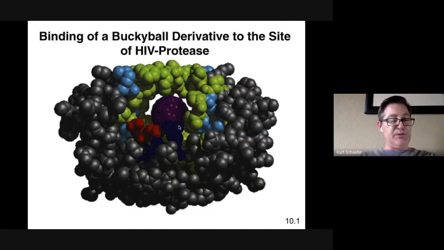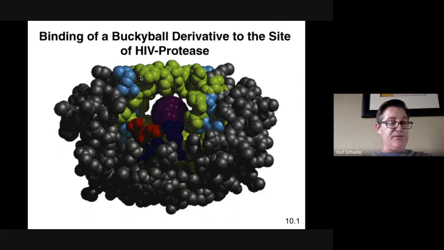I know I've showed you this picture before, but what this represents, back in 10th grade, is HIV protease, which is a protein that is part of HIV infection. And what this represents in the middle here is a buckyball. And buckyballs are a 60 carbon spherical shape that is pure carbon. And what this is suggesting is that molecules like buckyballs could be designed perhaps to fit in the active site of a protein that's doing bad things.